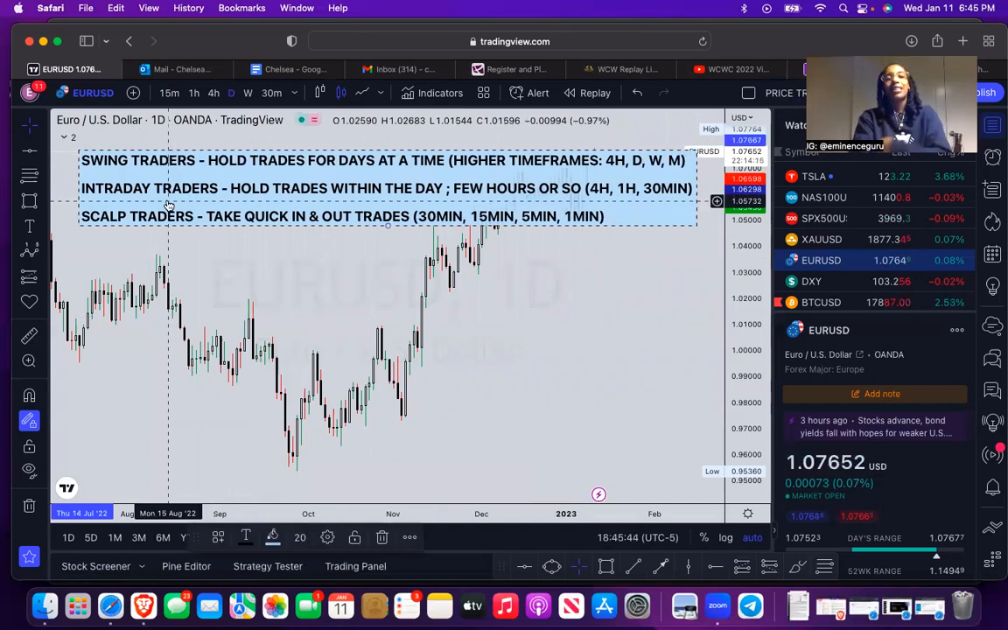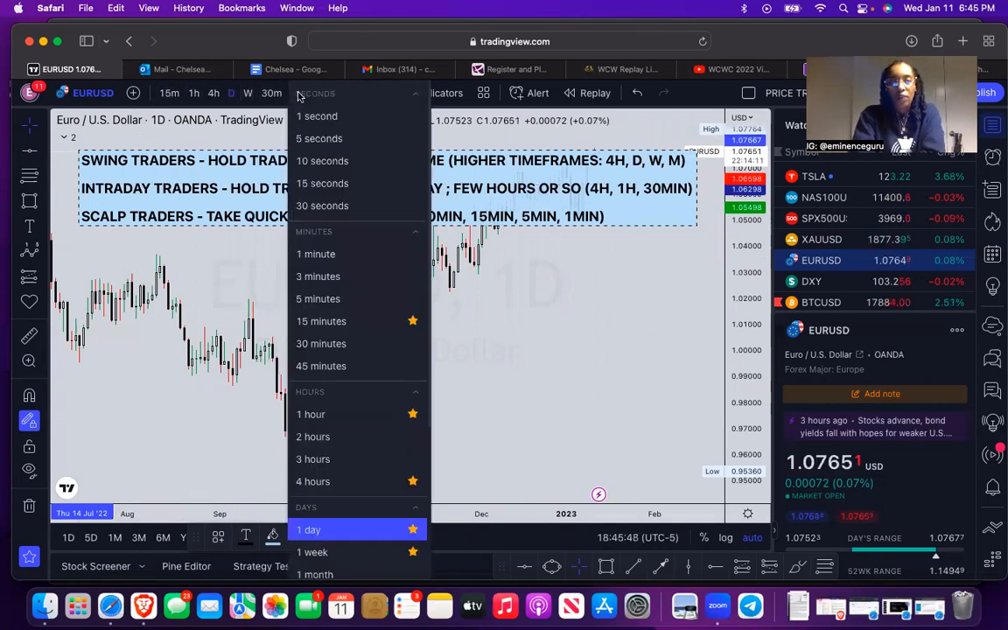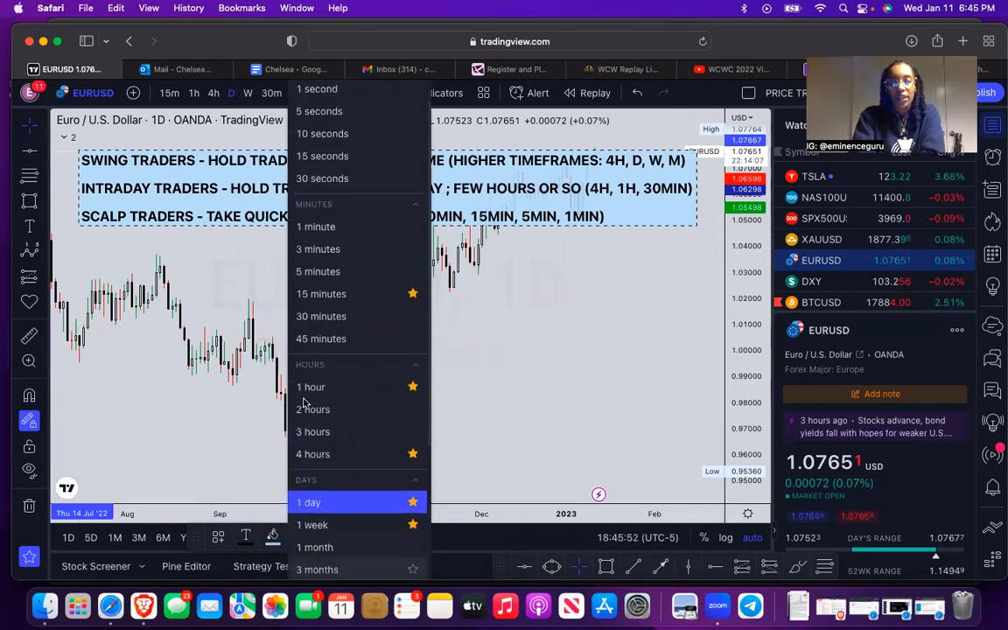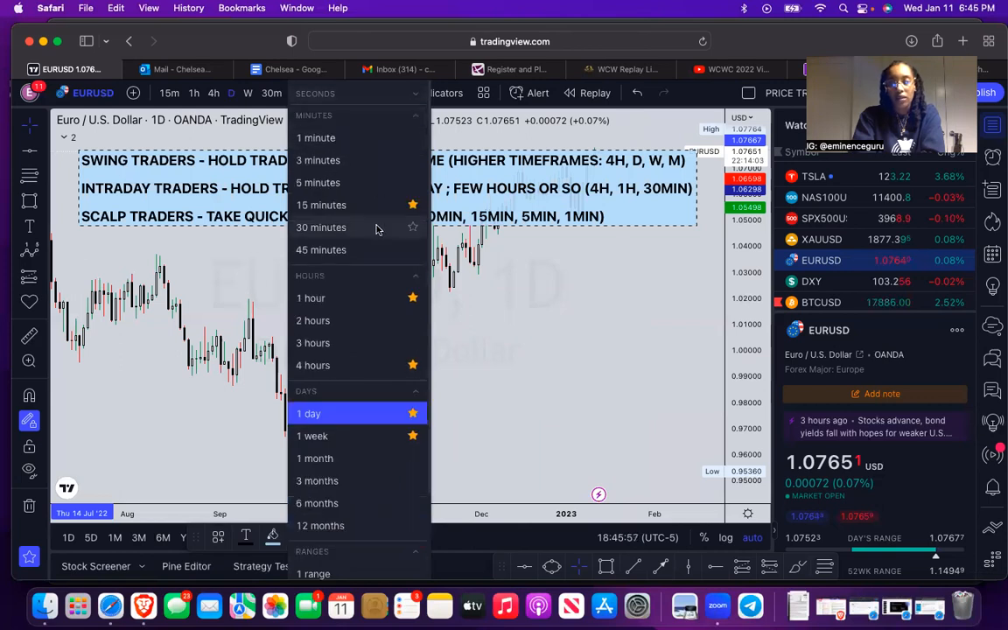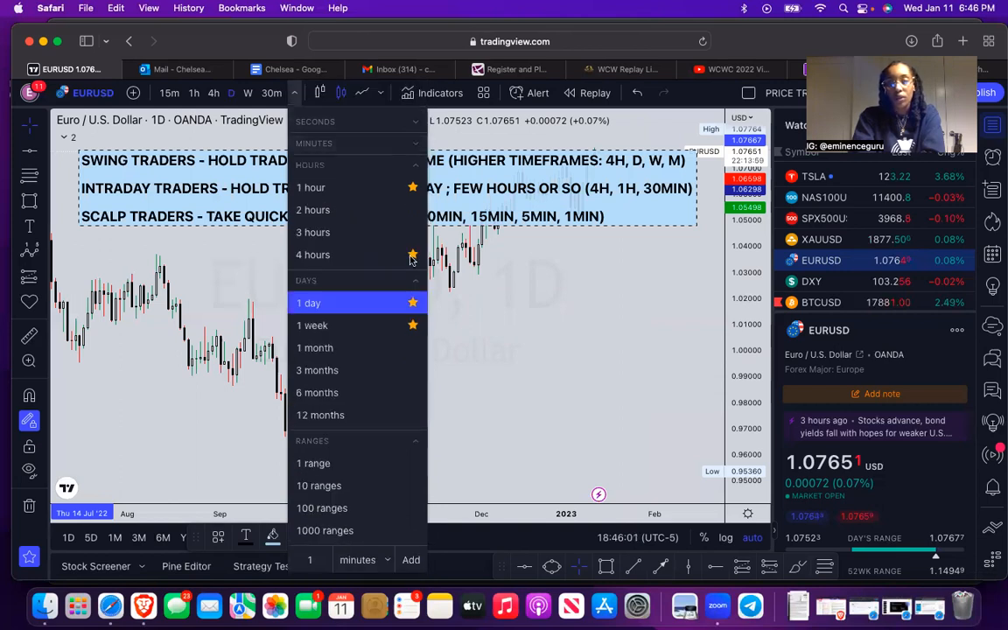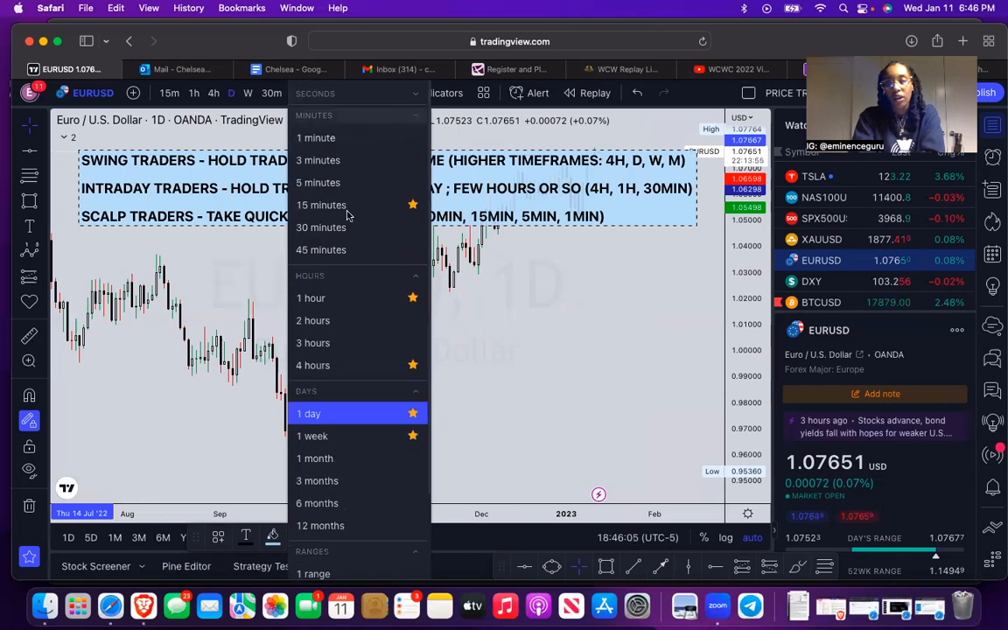Now, when we get into time frames, your time frames are sitting right up here. If you hit this drop down button, different time frames will come up within days, hours, minutes, even seconds. We're not worrying about the seconds. And you're new, so we're not even worrying about the minutes for you. You're going to be looking at probably 1 hour and maybe 30 minutes. But 4 hour, 1 hour is what we're going to start training you on.